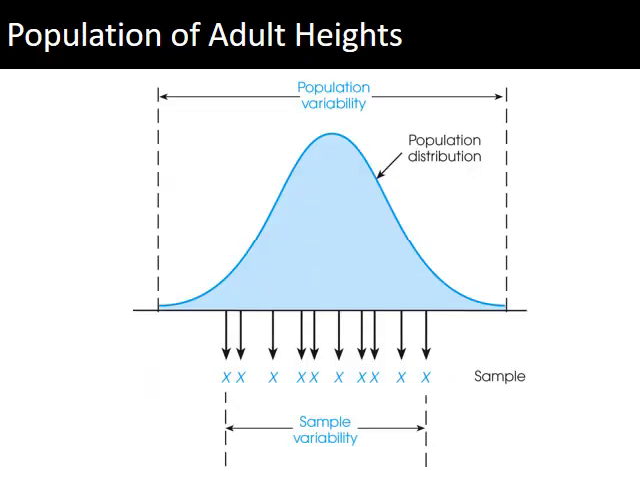And just to represent this graphically, the population of adult heights forms a normal distribution. If you select a sample from this population, you're most likely to obtain individuals who are near average in height. We're not going to have the most extreme individuals in our sample, but rather a subset of individuals who are pretty close to the average. As a result, the scores in the sample will be less variable than the scores in the population.